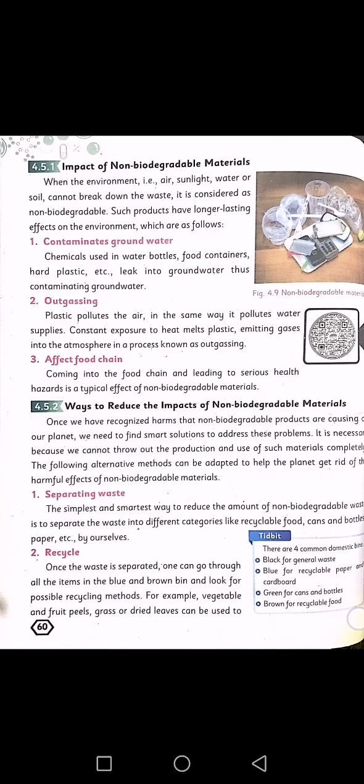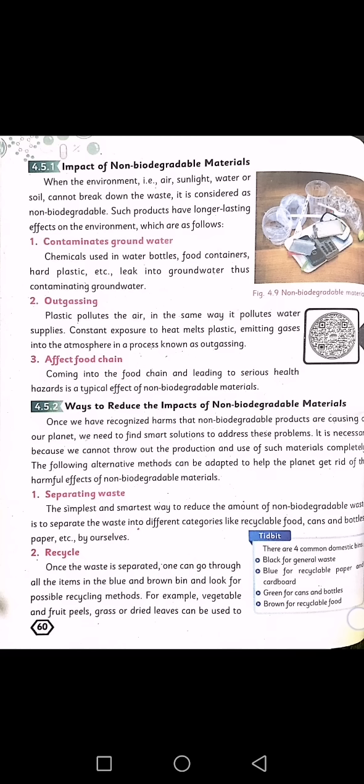The simplest and smartest way to reduce the amount of non-biodegradable waste is to separate the waste into different categories, like recyclable food, cans and bottles, paper, etc., by ourselves. Recycle. Once the waste is separated, one can go through all the items in the blue and brown bin and look for possible recycling methods.